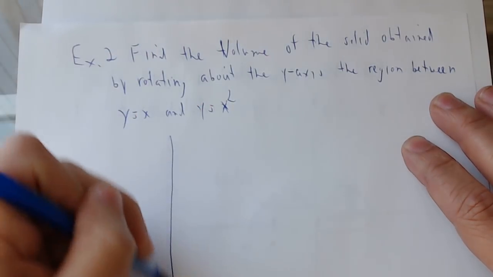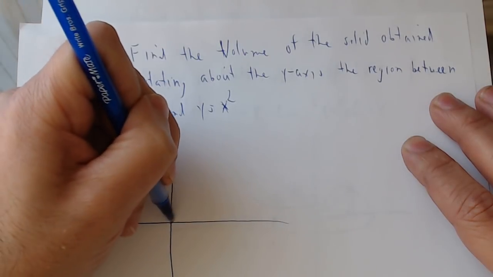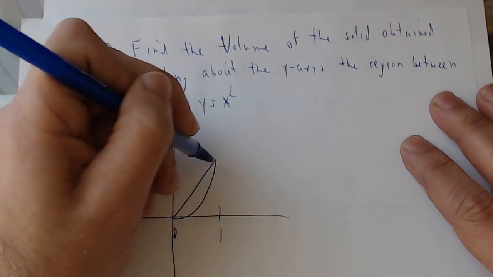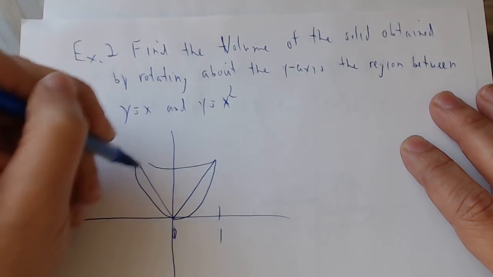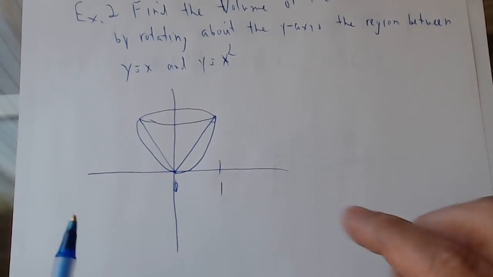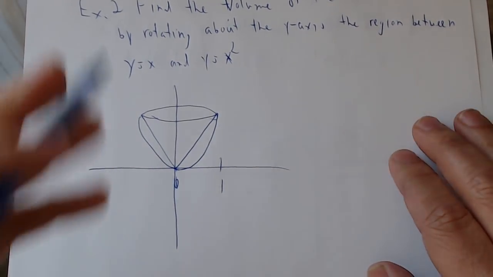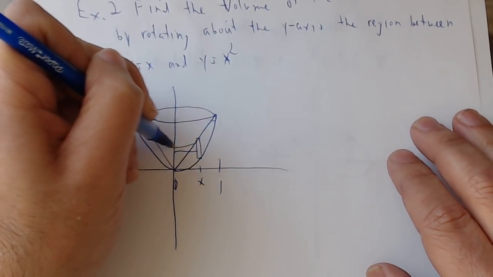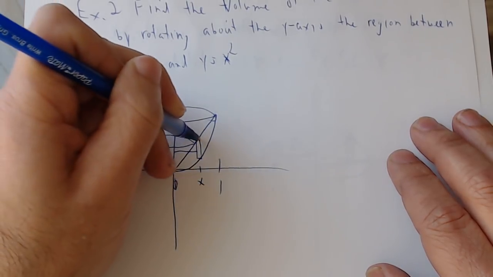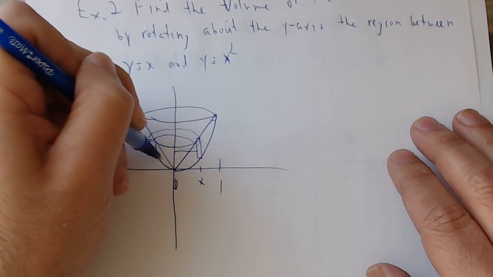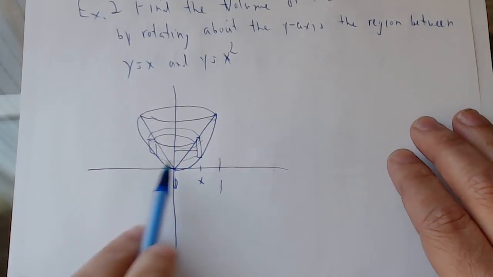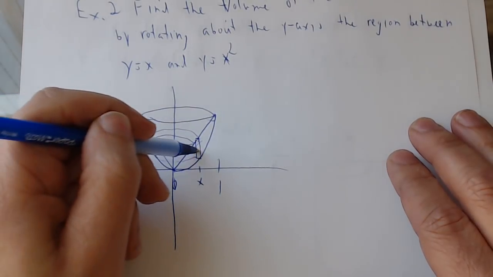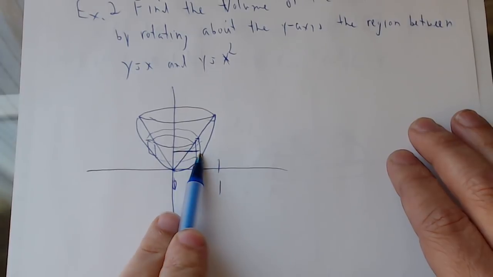Once again, the picture is going to be most important. So y equals x looks like this, and y equals x squared looks like that, and they intersect each other at 0 and 1. So if I rotate this about the y-axis, I get this shape. Now remember, since I'm rotating this way, my shells are going to be standing up. So if I were to draw a generic shell, which we can call x, here's my shell. What do I need to find here of this shell? I need to find the radius, which once again, although I've drawn that this has thickness, we know it has no thickness, so the radius will be just whatever x value this is, because it's from the y-axis to this, so that's x, so the radius is x.